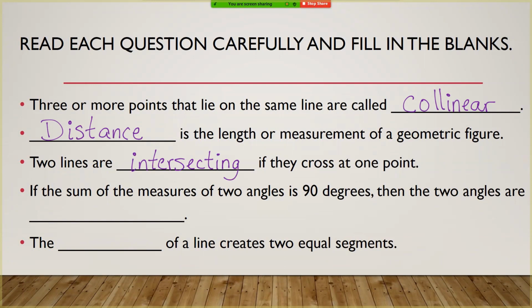If the sum of the measures of two angles is 90 degrees, then the two angles are blank. So keywords here, sum. So we're going to add two angles together. When we add those two angles together and we get 90 degrees, those are called complementary.